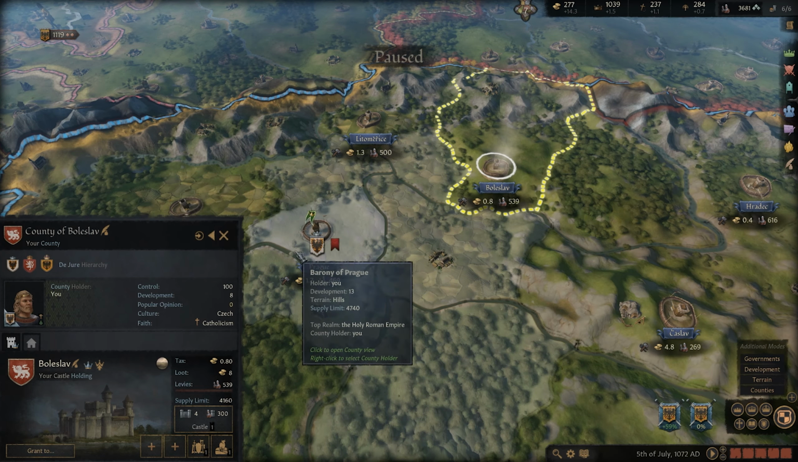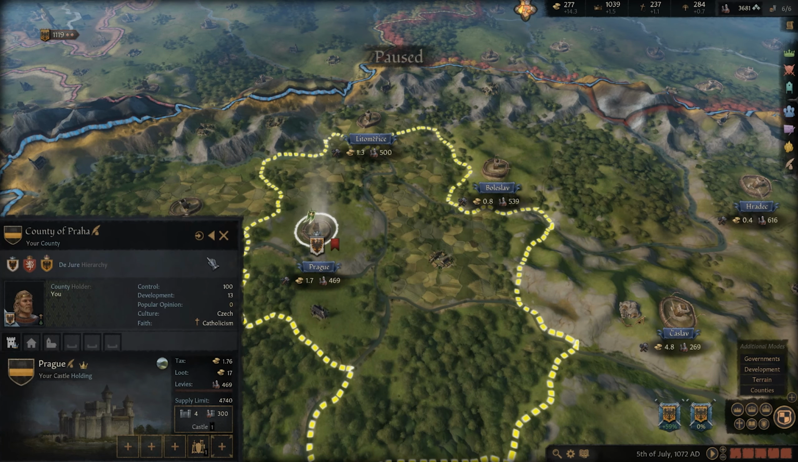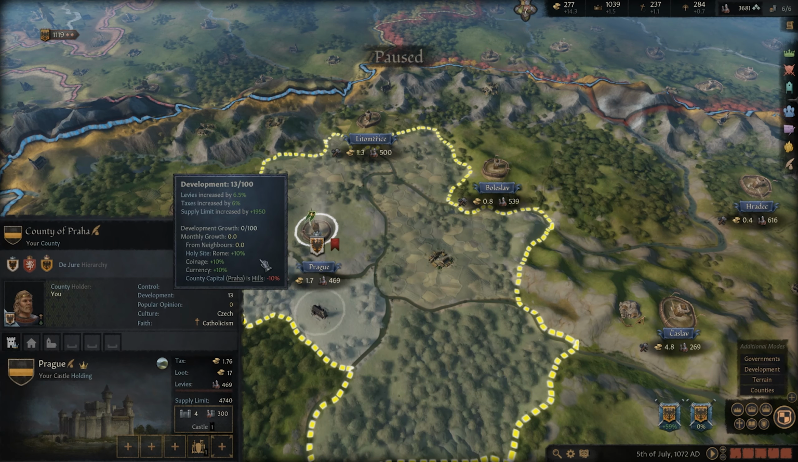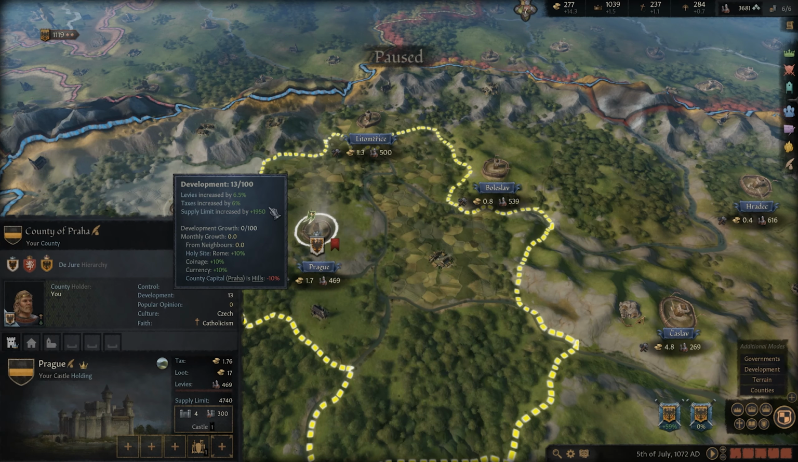For every 1 point in development, your levies will see a 0.5% increase, your taxes will get a 0.5% increase rounded down, and a supply limit increase of 150. So if we take a look at the county of Praha with a development of 13, we can see that the levies increased by 6.5%, which is half. Taxes increased by 6%, which is 0.5% rounded down, and our supply limit for the county has increased by 1,950 or 150 per level.